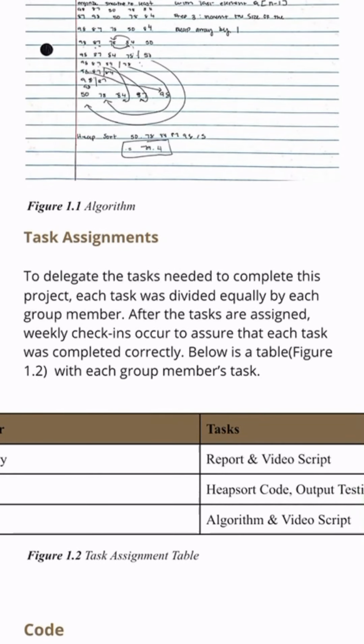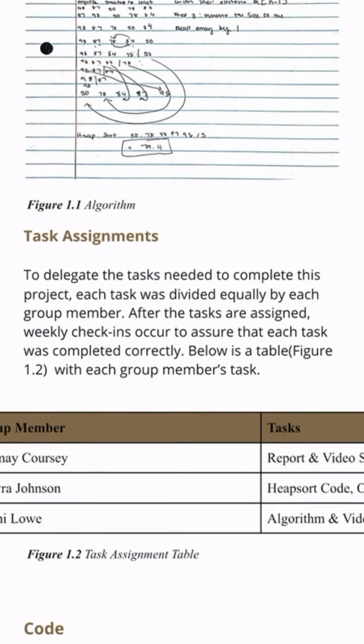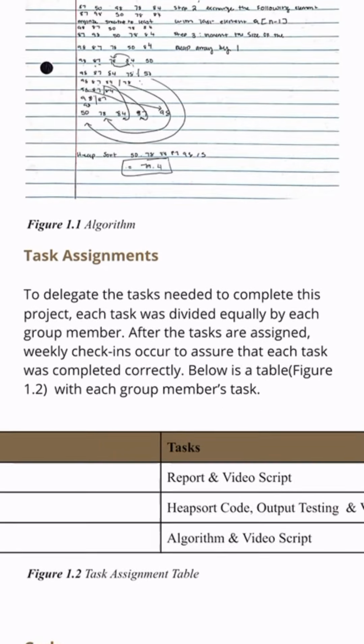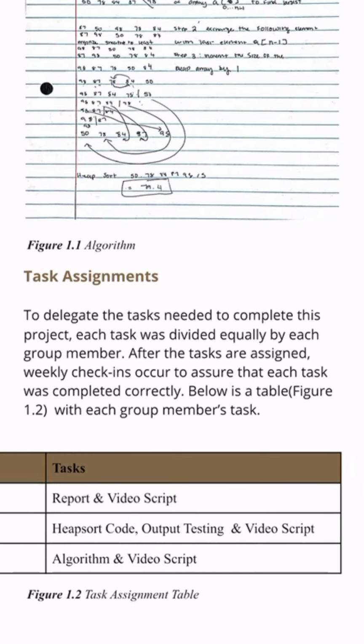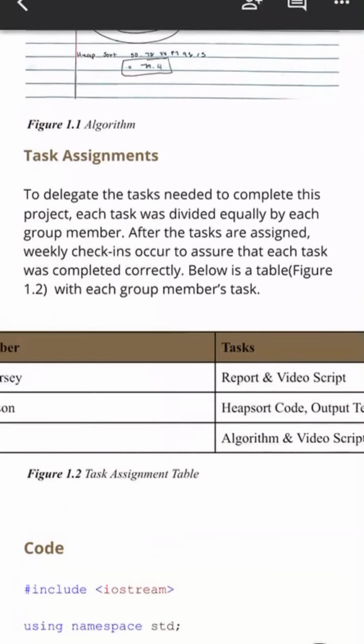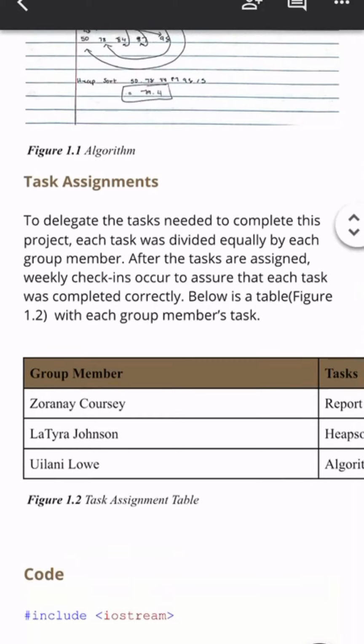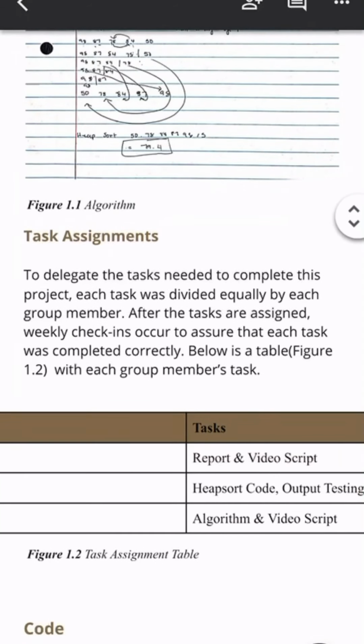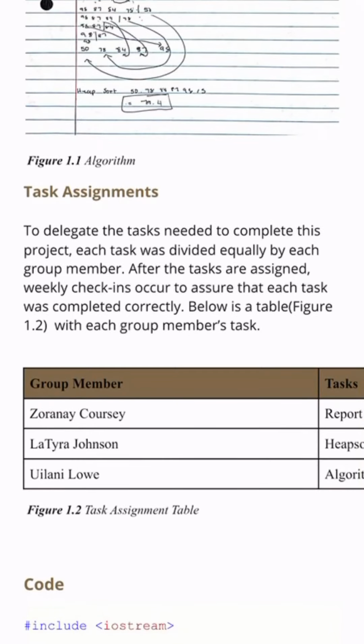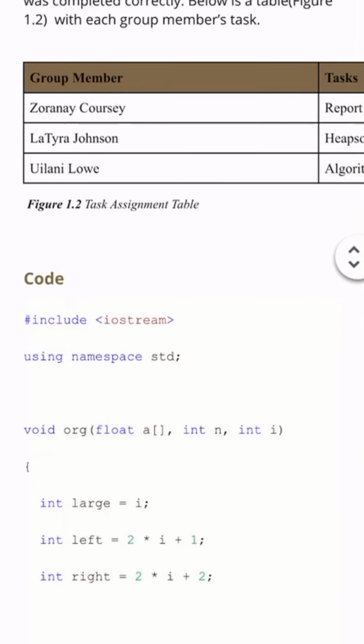Myself, I handled the report and video script. Latyra, she handled the heap sort code, output testing, and video script. And Yulani, she handled the algorithm and video script. Next, Latyra will be presenting the code.